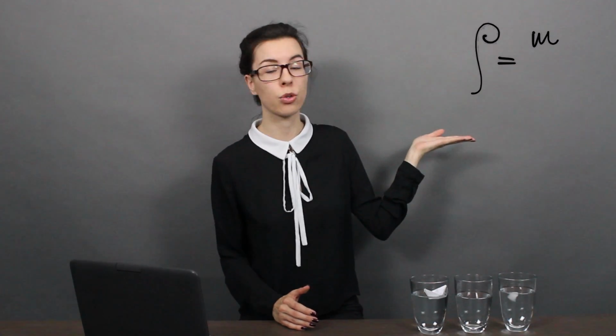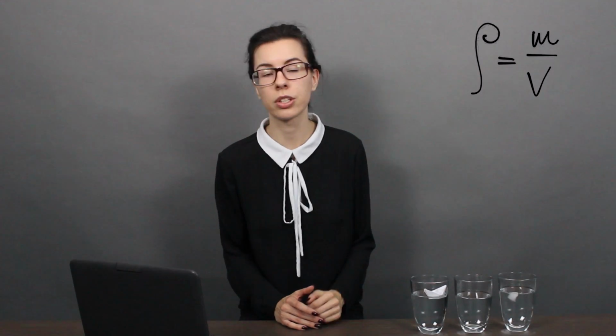We have to consider their density, which is mass over volume, and it's usually denoted with this Greek letter rho. So the reason why the coin sinks is because it has much bigger density than water's, and the ship swims because it has a smaller density.